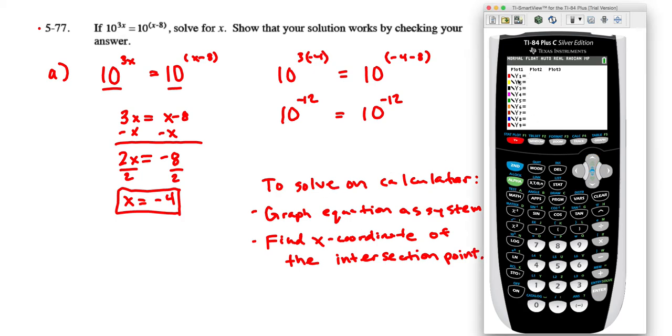So let's do it here. We're in y equals, so we're going to say 10 to the power of 3x. And then we've got 10 to the power of x minus 8. And let's graph them. The red one, and then you have the yellow one there. As you look there, it looks like they've probably intersected somewhere back in here. So if we want to zoom a little bit, we can do that. Let's do a zoom box.